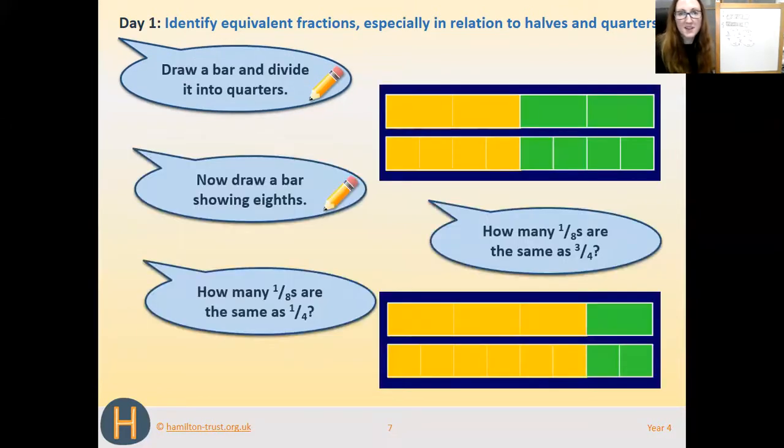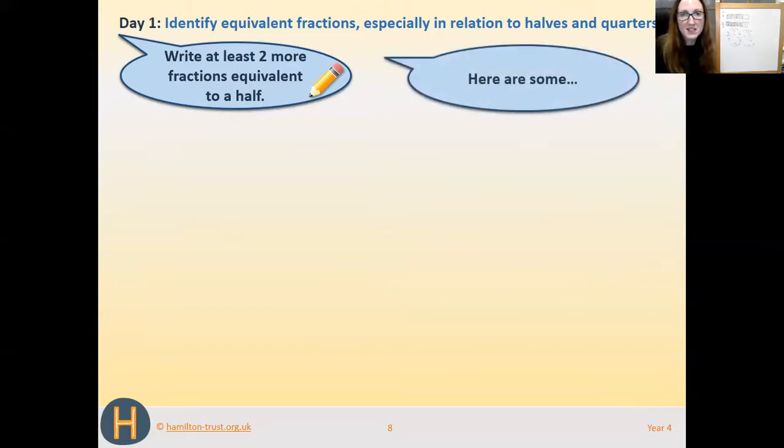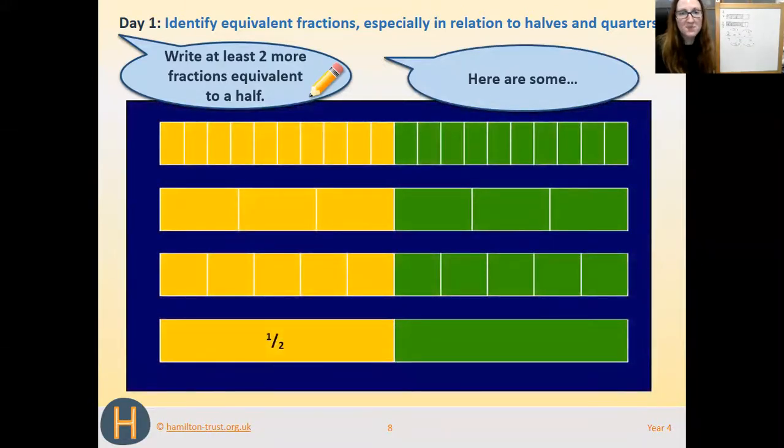Oops. There we go. So just showing you there in that picture, the 3/4 are shaded, and that was equivalent to the 6 eighths down here. Okay, let's move on. So it says here, write at least 2 more fractions equivalent to a half. So let's take a look at this one, shall we? It says here are some. Right then, let's take a look. So we have got our half here shown in yellow.